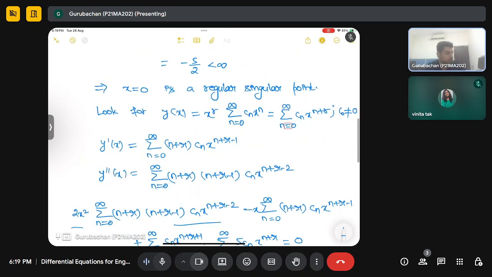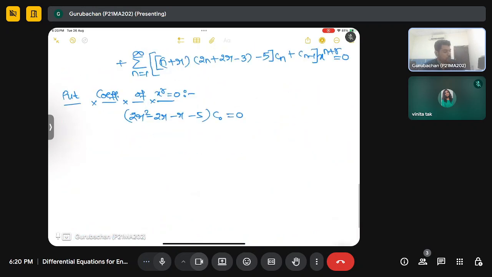If you take c_0 to be 0, then the series will start from 1, and it will be x to the power r plus 1. Again we can take r plus 1 to be r. Therefore, because c_0 is non-zero, this implies 2r square minus 3r minus 5 equal to 0.